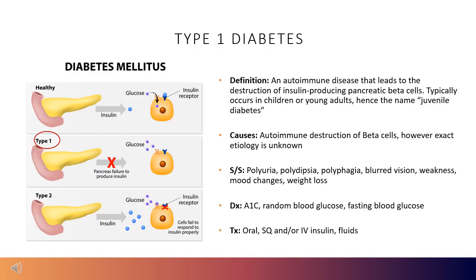So the key idea is that in type 1 diabetes, there's just no insulin. The body cannot use glucose, and that insulin has to get replaced for survival. And it's a long-term issue. This is really difficult when they get diagnosed as a child or a young adult, and it's hard to get them to buy in and really understand how serious this is if they don't manage it.